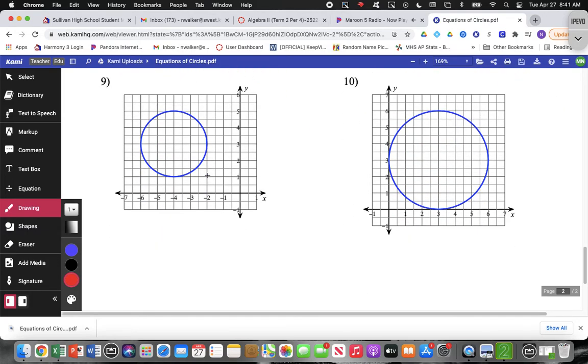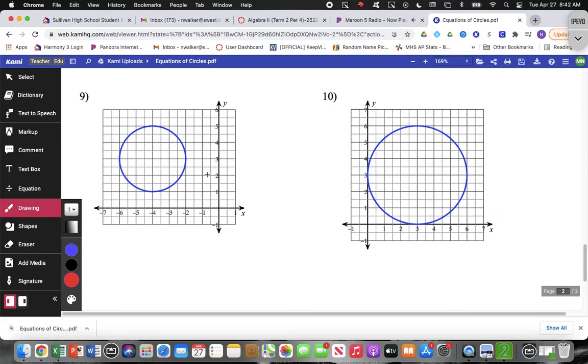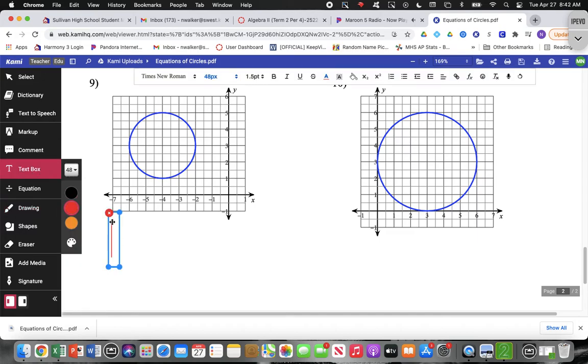Alright, so I've got 2 more for you. I want you guys to try these by yourself, and then we will go over them. So we're going to do your center. Radius.